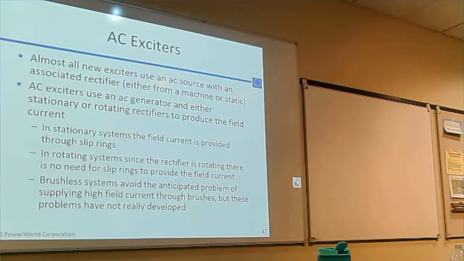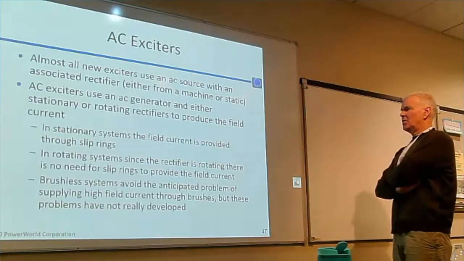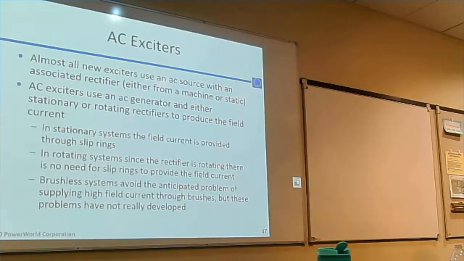AC exciters: almost all new exciters use an AC source with associated rectifier, either from a machine or a static one. AC exciters use an AC generator and either produce a stationary or rotating rectifiers to produce the field.